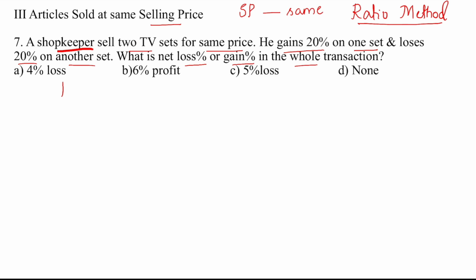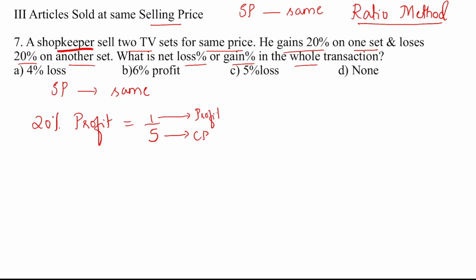So now a shopkeeper sold 2 TV sets at same price, isn't it? So that means selling price is same. Then he gains 20% on one set, that means 20% profit he makes on one set. So we know that 20% means what? It is 1/5. So if cost price was 5 parts, then he has made 1 part profit. If we assume 5 parts as cost price, so 1 part is profit.